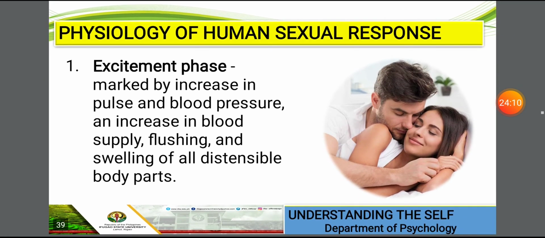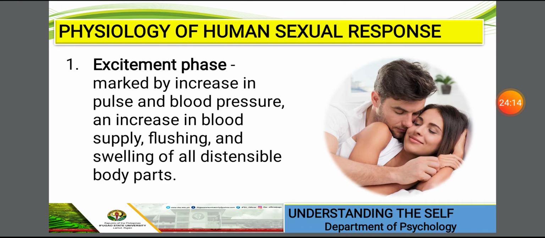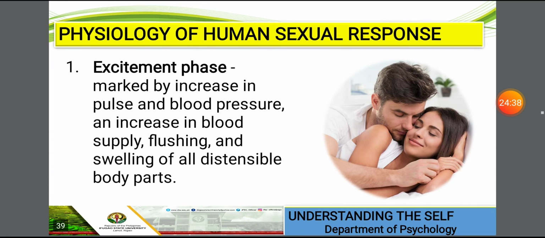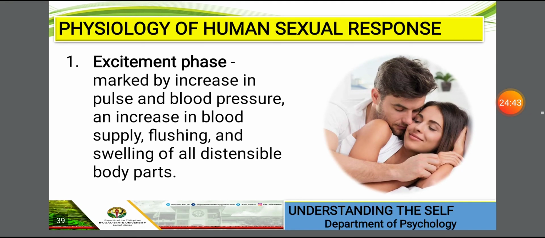And let's proceed to the physiology of human sexual response. We have what we call excitement phase. This is marked by increase in pulse and blood pressure, an increase in blood supply, flushing, and swelling of all distensible body supplies. Okay? Yung excitement phase kasi para sa lalaki, mas mabilis yan. Pero sa mga babae, hindi yan mabilis. Kumbaga sa babae, kung walang stimuli, walang response. Kung walang masyadong foreplay, wala talagang magiging response.